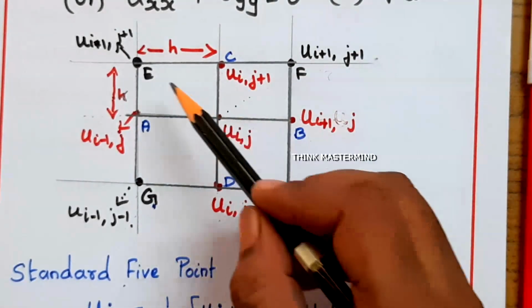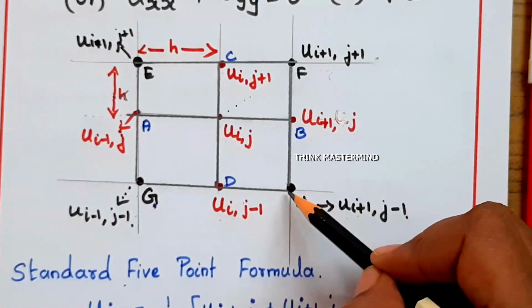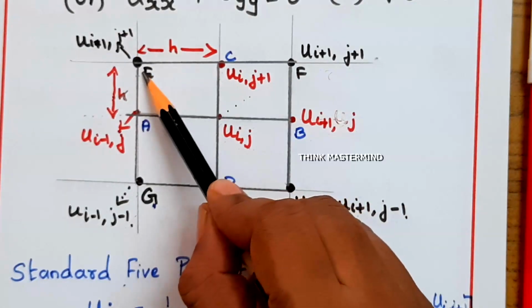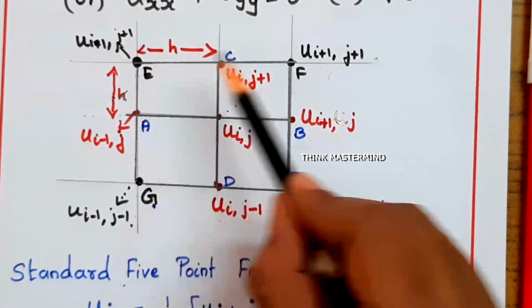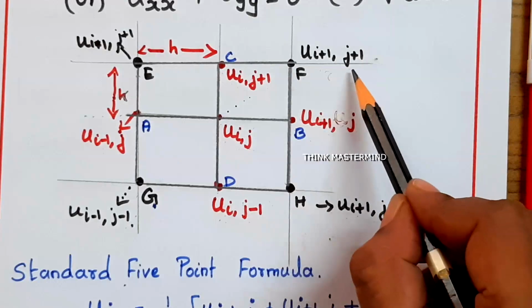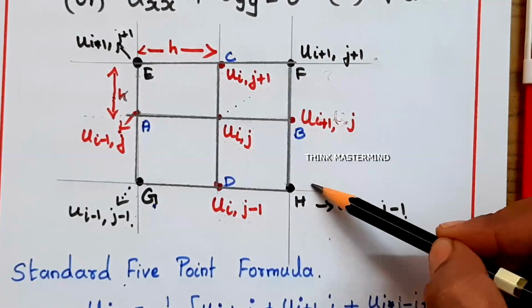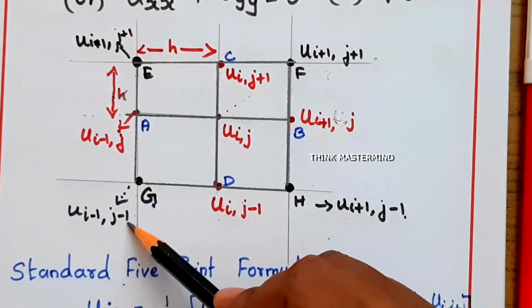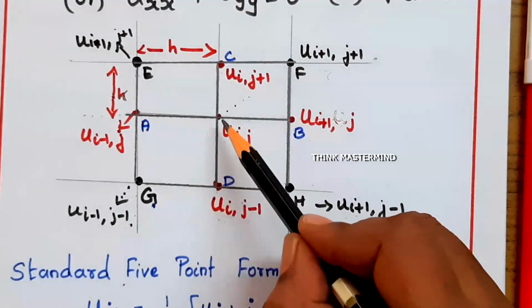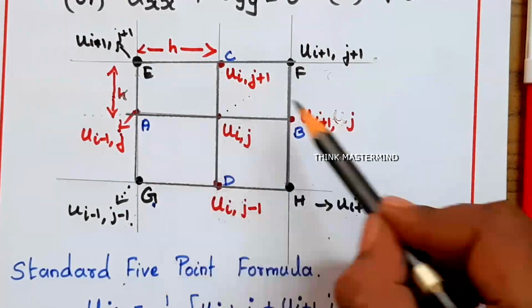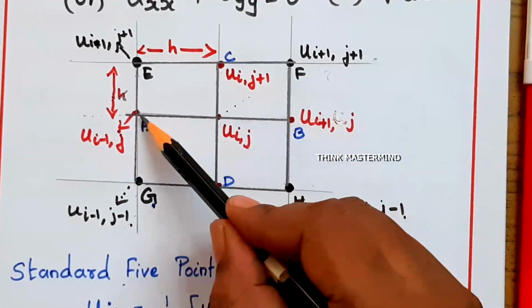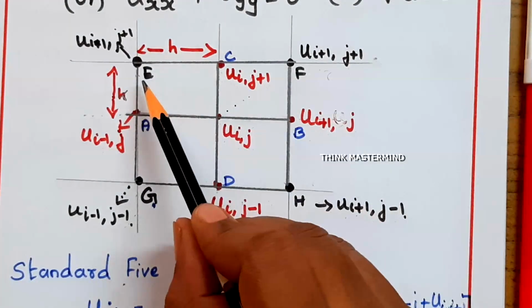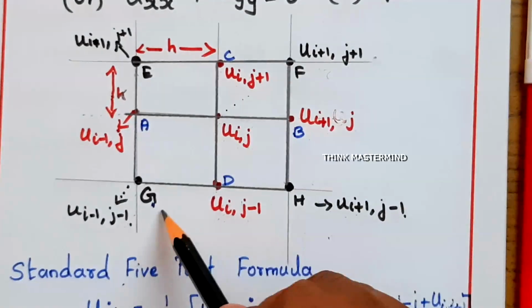Similarly, suppose I have to use the diagonal 5-point formula, then we consider the diagonal points u(i minus 1, j plus 1), u(i plus 1, j plus 1), u(i plus 1, j minus 1), u(i minus 1, j minus 1). For convenience, I am taking the points A, B, C, D for the standard 5-point formula, and for the diagonal 5-point formula I am considering these points as E, F, G, H.